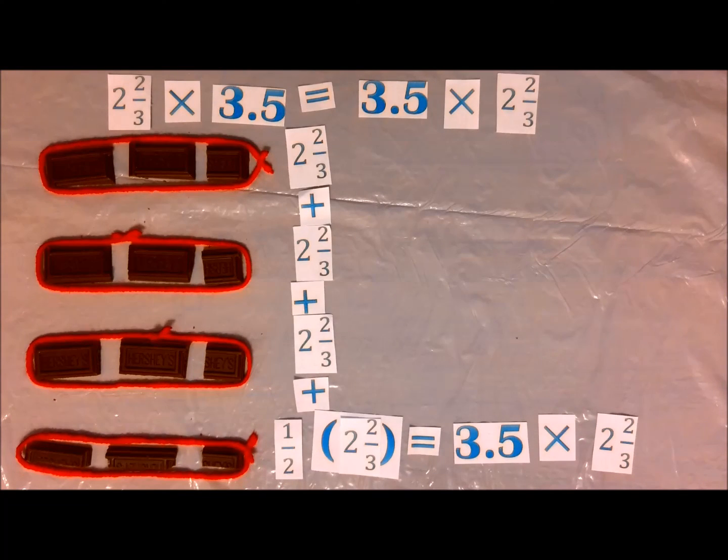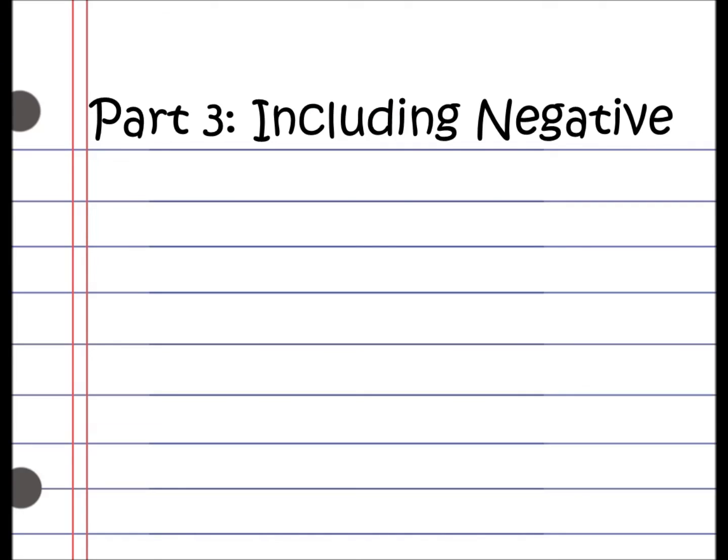Since we've gone over all the types of cases for positive numbers, this property works for all positive numbers. But what about if you multiply a positive and a negative number together? But what about if you multiply two negative numbers together? Part 3 is about those cases in which you include negative numbers.